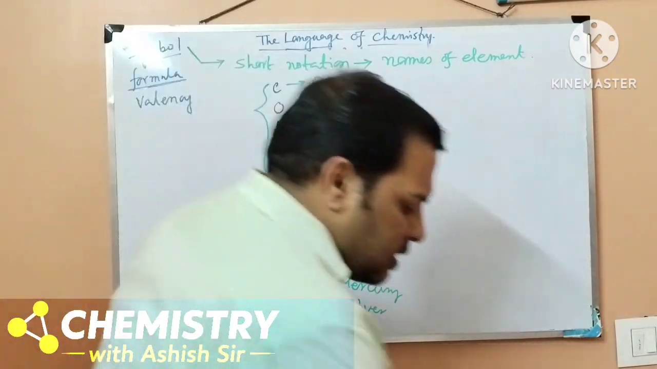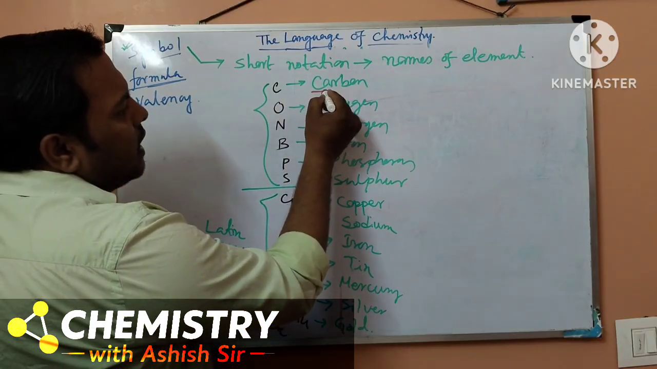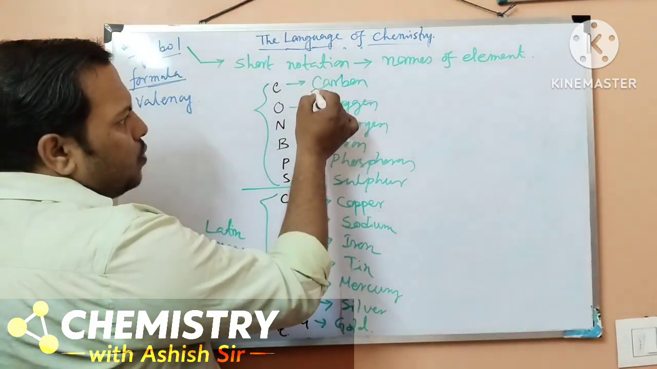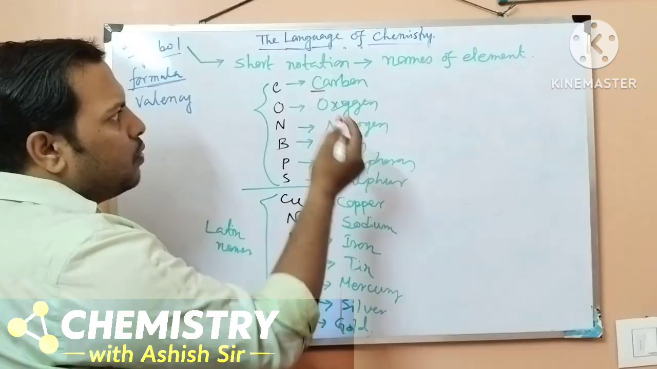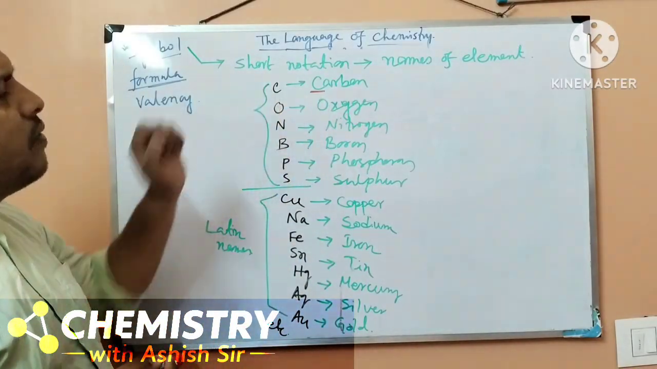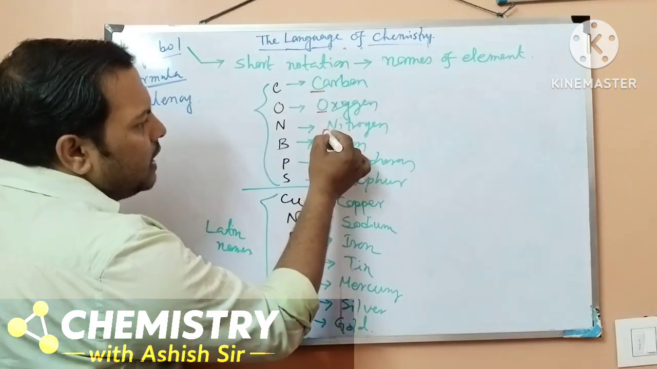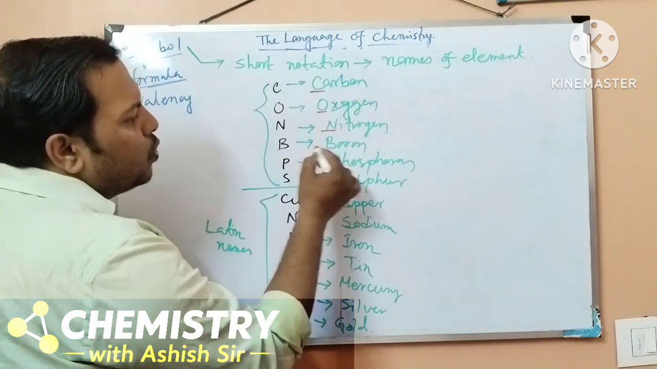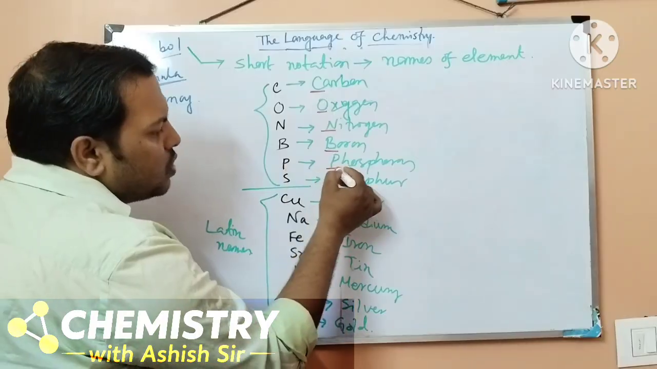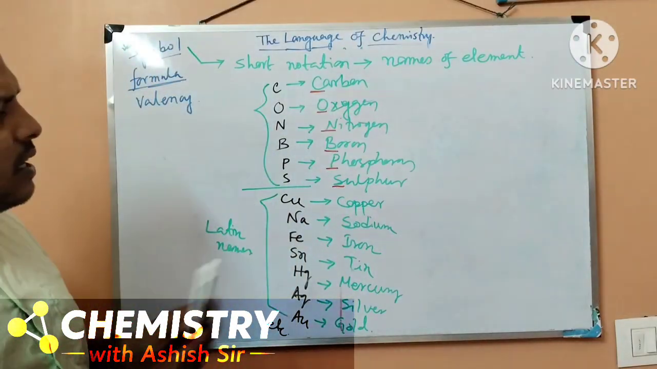Now if I just have a look on these things, see the carbon first letter is C. So from the full name carbon we are taking the first letter, first alphabet C. C is the name of carbon. Similarly for oxygen you see only we have taken the O. N stands for nitrogen. Boron we have taken B. Phosphorus we have taken P. Sulfur we have taken S. We have only taken the first letter.